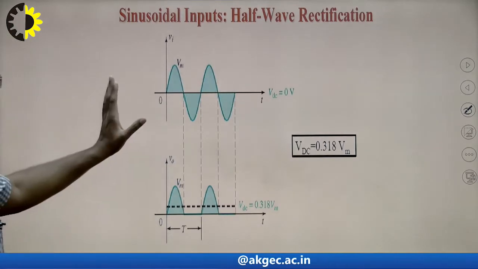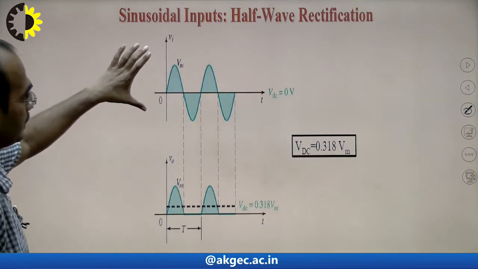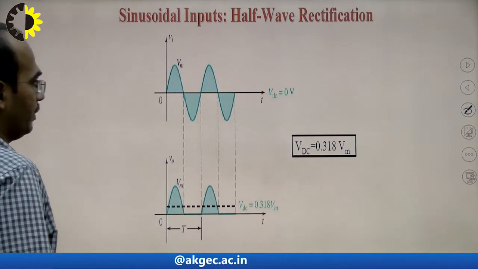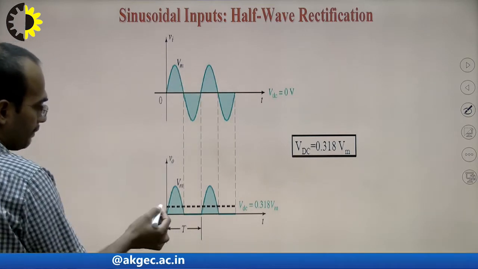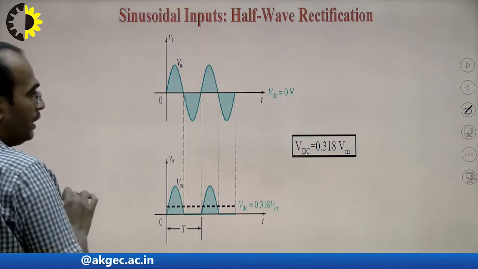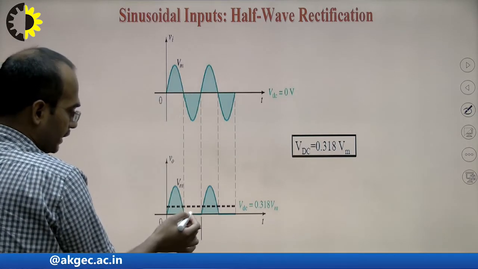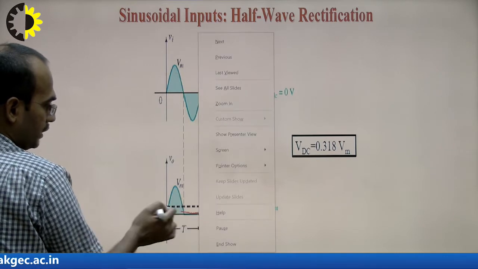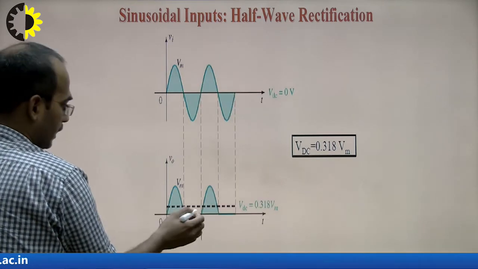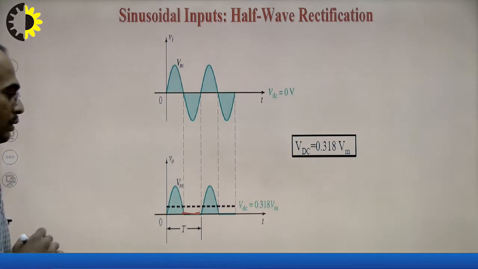This is the complete input waveform and this is the output waveform. As I have already discussed, for the positive half cycle I am getting the same input waveform, but for the negative half cycle I am getting 0 output. So it has been shown here that the output is 0.